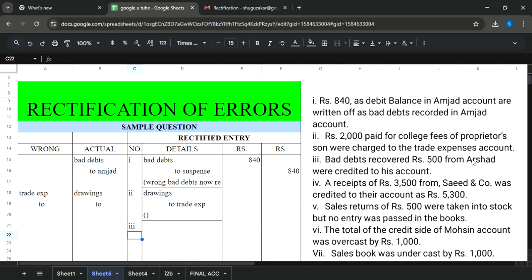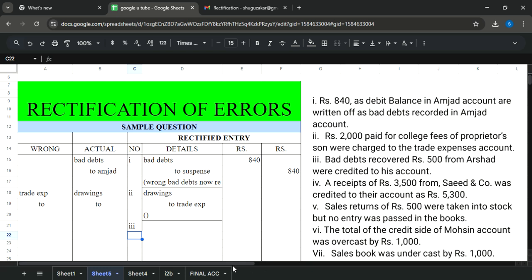We have already entered bad debts to Arshad. But what had happened? It has been recovered. Bad debt means the amount would not be received, so you have entered that amount as bad debts to Arshad. But now since the amount has been received, they are no more bad debts. So you will have to cancel the effect of these bad debts. When bad debts were entered, you generalized as bad debts to Arshad. Now to cancel this effect, you will make an opposite entry.